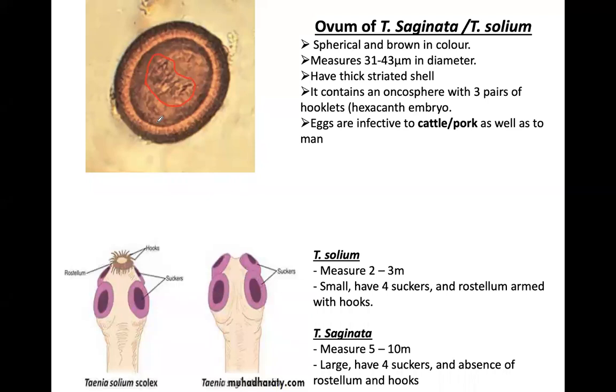But there's an important distinction between Taenia solium and Taenia saginata in terms of the shape of the head, known as the scolex. Taenia solium has an additional rostellum with hooks, while Taenia saginata does not have the rostellum armed with hooks. You can see the difference here. This is Taenia solium. Taenia saginata does not have the hooks. But they all have four suckers, and Taenia saginata is slightly longer than Taenia solium.